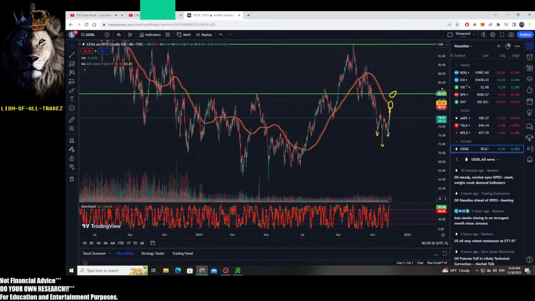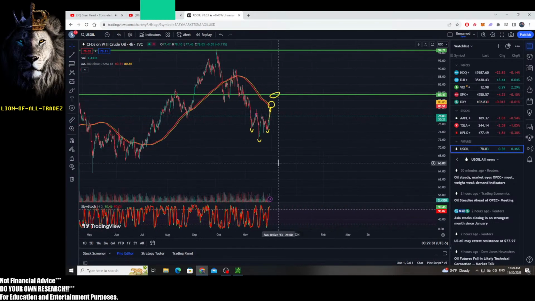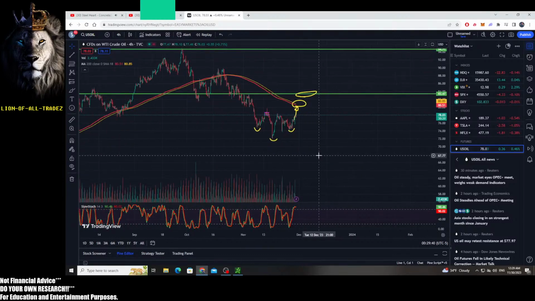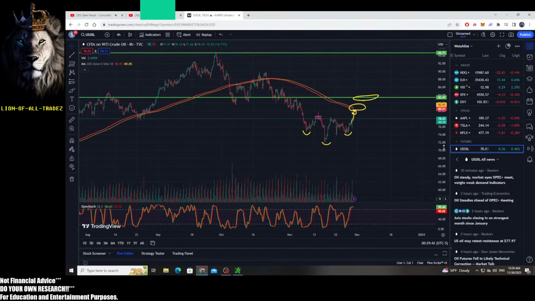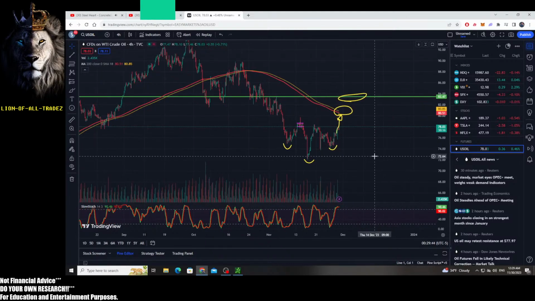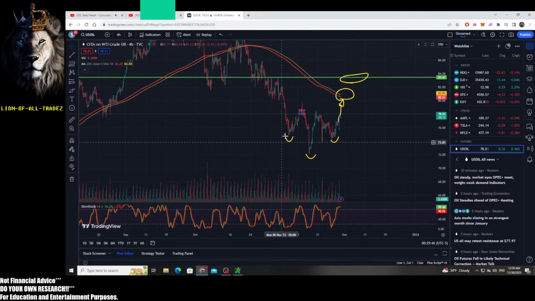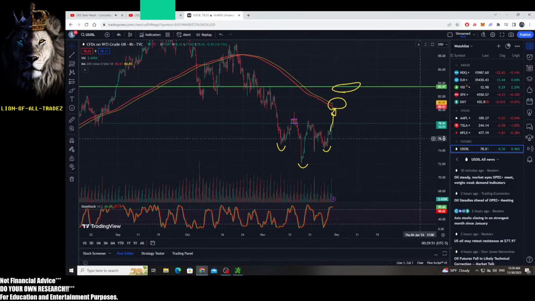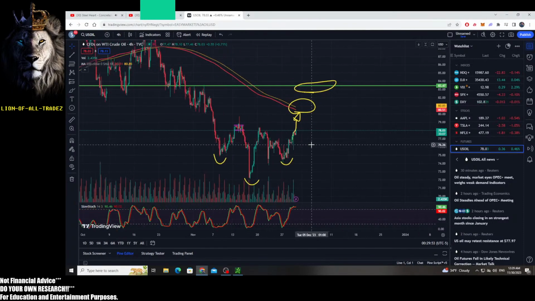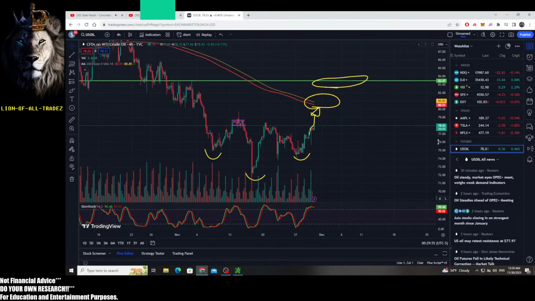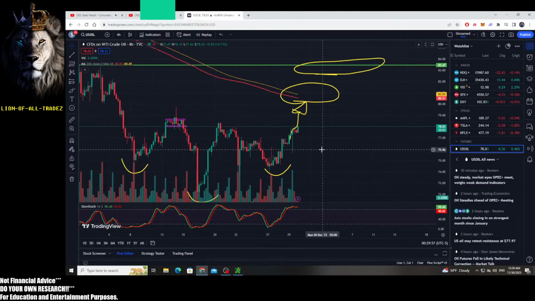Let's go here. So on the 4 hour here, I basically drew this out. I drew this out to be inverse head and shoulders, head, and then a breakout, which it looks like it's confirming to be just that.